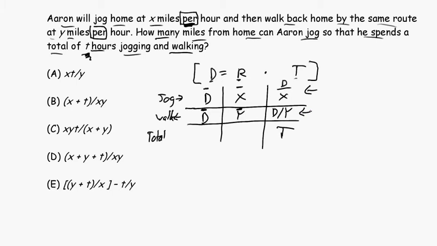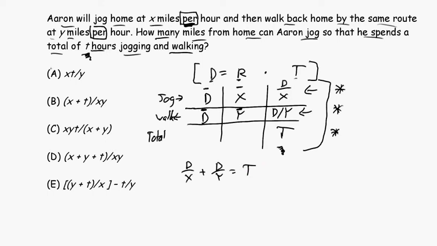I also know that when I'm given any kind of totals, like here, I can add, right? Because I know if this is his time for jogging and this is his time for walking, then this has to be the total time between the two. So I can create an equation where I have d over x plus d over y equals t. So it's like, wow, what in the world am I supposed to do now?